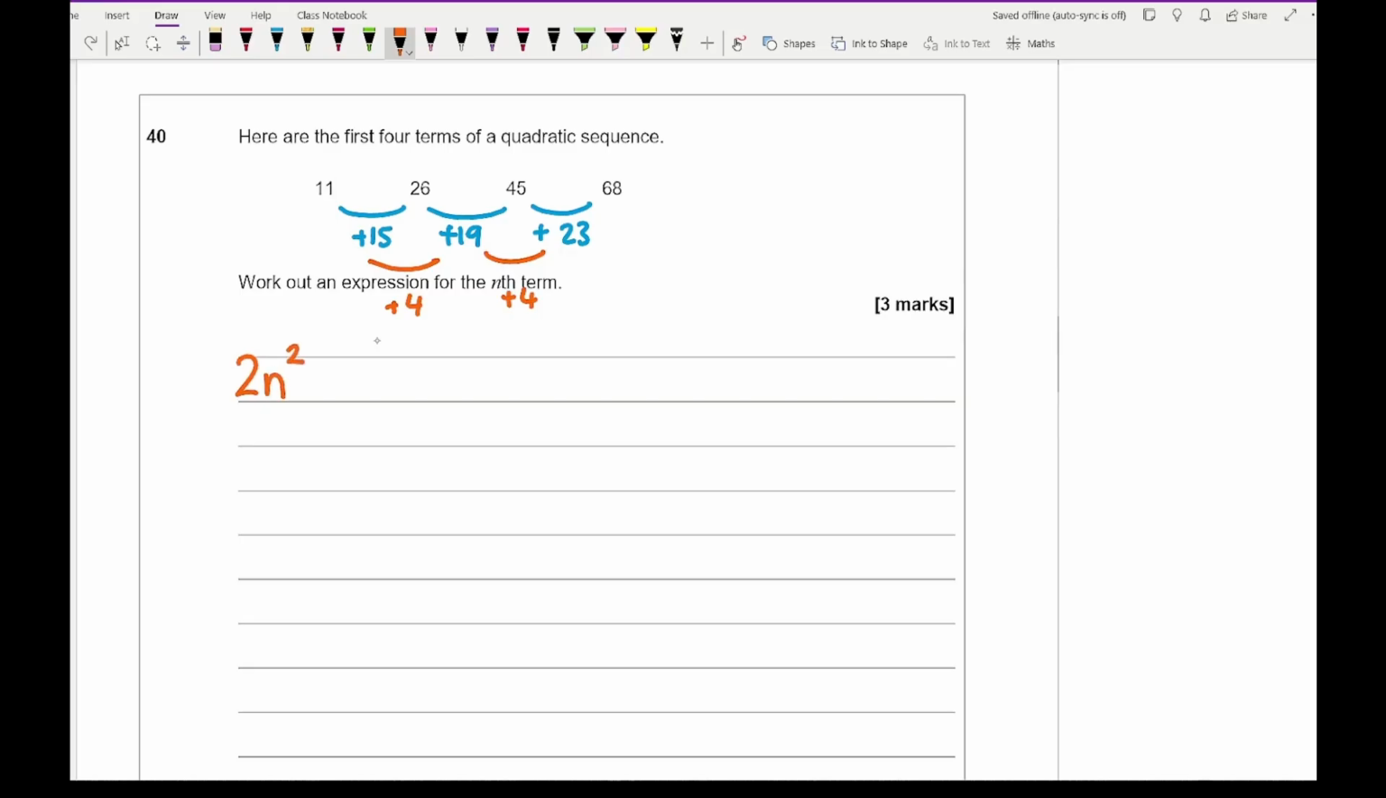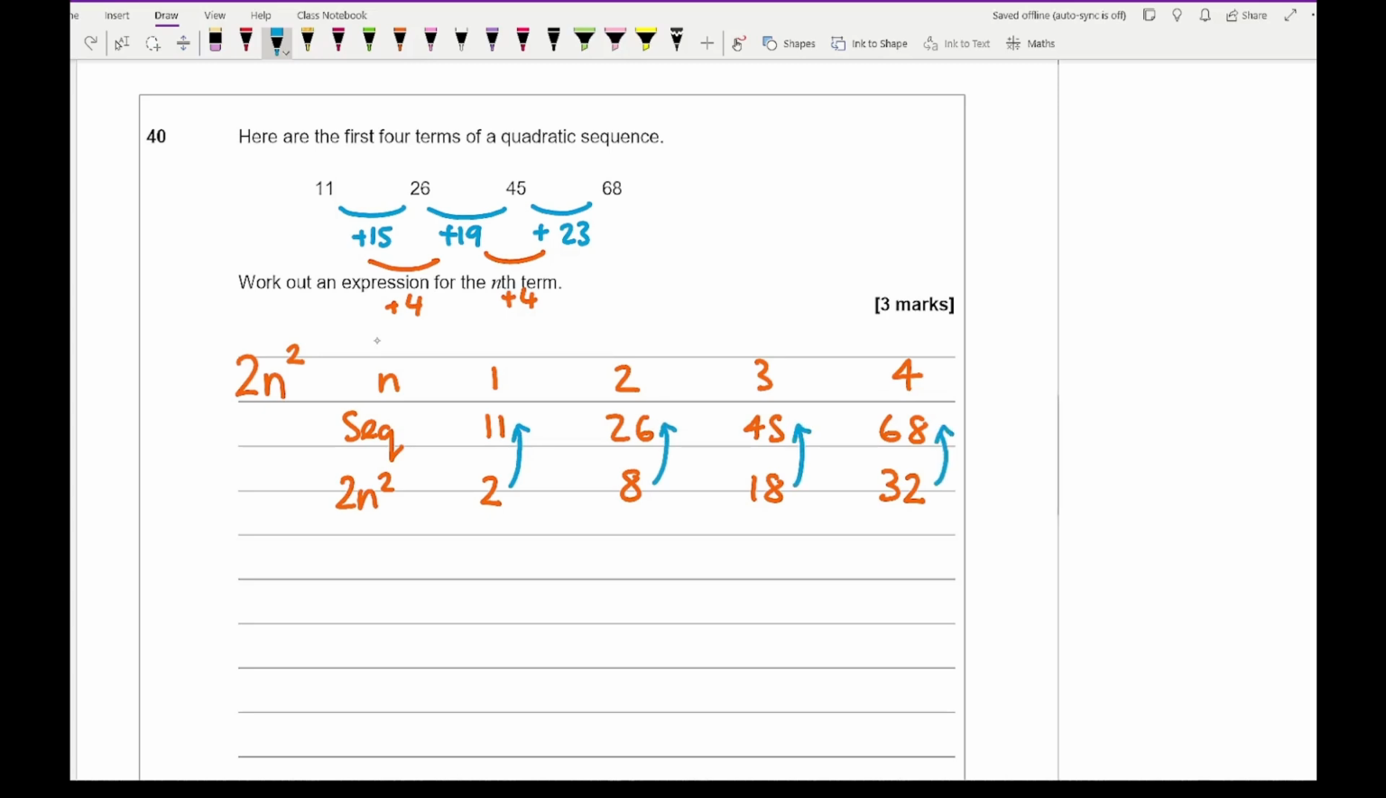So that means what's going to be in the formula is the double difference divided by 2, which is 2n squared. So then if I work out my table, I've got n, I've got 1, 2, 3, 4, and I've then got the numbers in the sequence, which is 11, 26, 45 and 68. I then want to work out what 2n squared is. So remember to do the n squared first. So 1 squared is 1 times 2 is 2. 2 squared is 4 times 2 is 8. 3 squared is 9 times 2 is 18. And 4 squared is 16 times 2 is 32. Now the next thing I need to do from this is to work out what the difference is going to be.